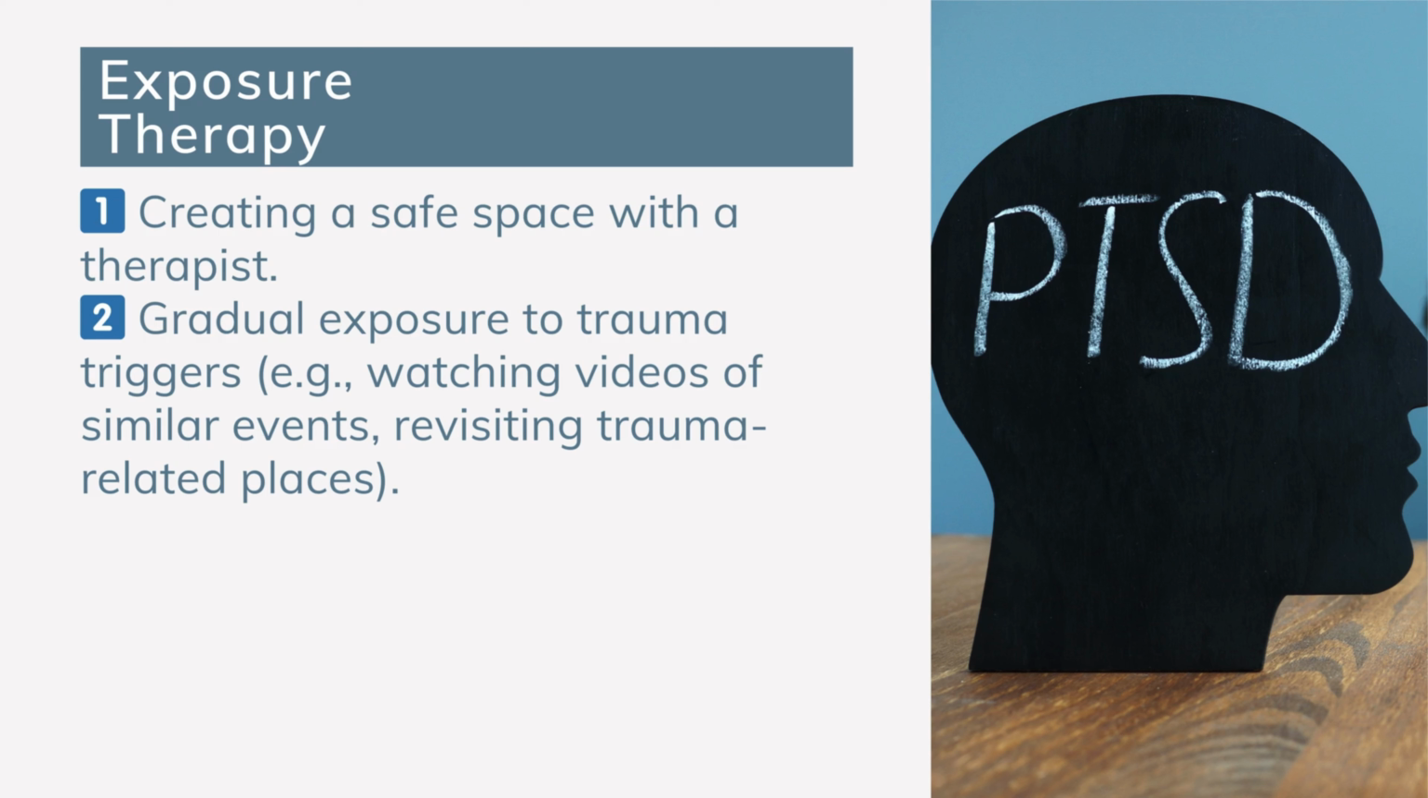An example is a car accident survivor who avoids highways. He or she may start by looking at photos of highways, then watching traffic videos, and eventually riding as a passenger before driving again. This slow, structured process helps the brain realize that the past trauma is over and the person can feel safe again.